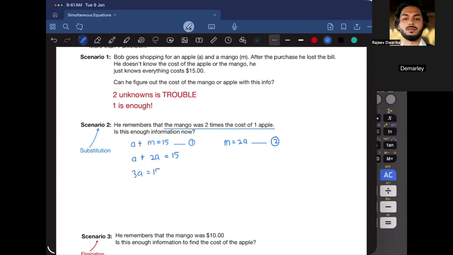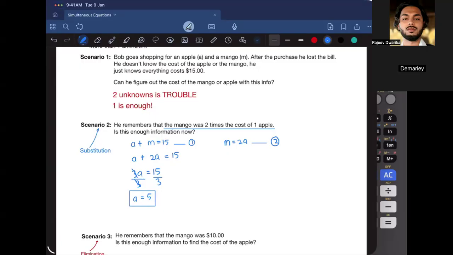And so if 3A is 15 and I want to find A, I would have to divide both sides by 3. That makes sense, right? Yeah, because whatever you do to one side, you've got to do to the other. Right. And so 15 over 3 is? 5. Right. And just like that, we have the cost of the apple.